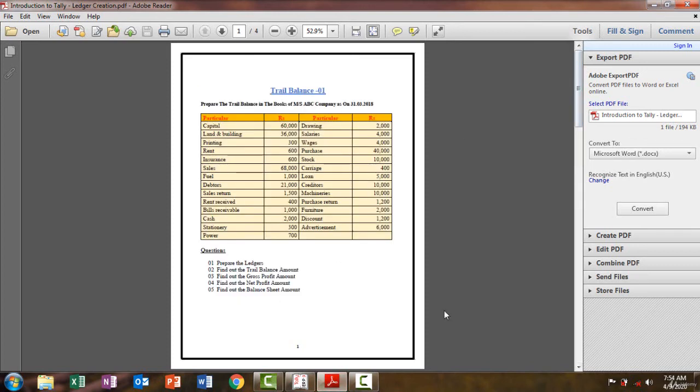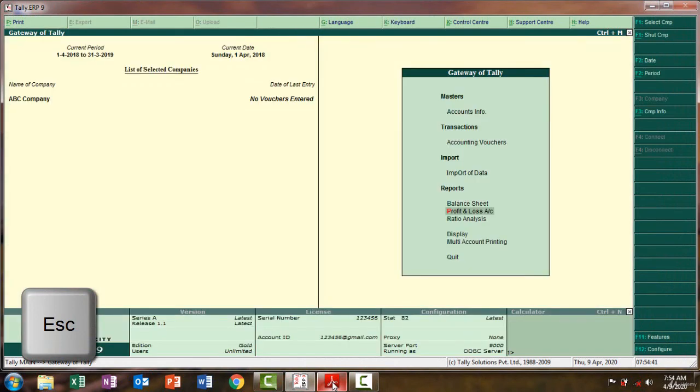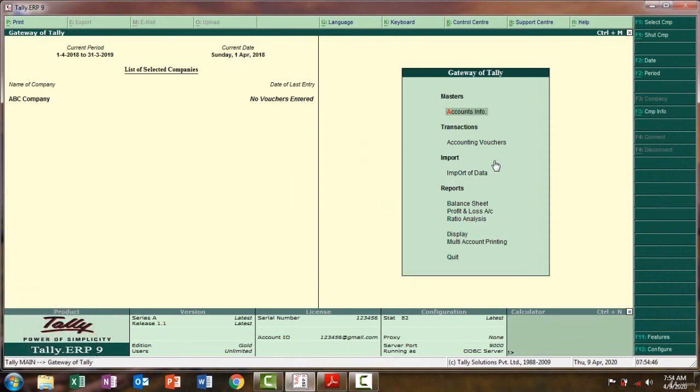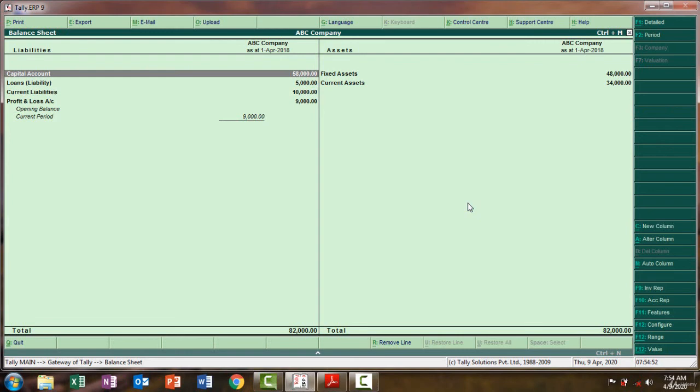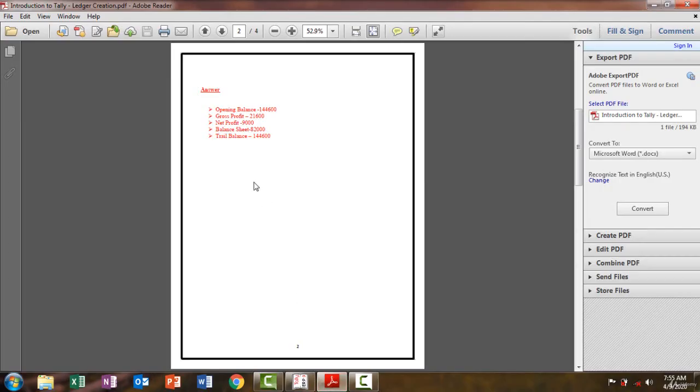So then the next one is find out the balance sheet amount. Balance sheet amount, how much? We can press escape and go to the gateway of Tally and balance sheet. Click the balance sheet, and for further information click Alt plus F1, and the balance sheet amount is 82,000. You can see 82,000 is the balance sheet amount. So our ledgers are correct.